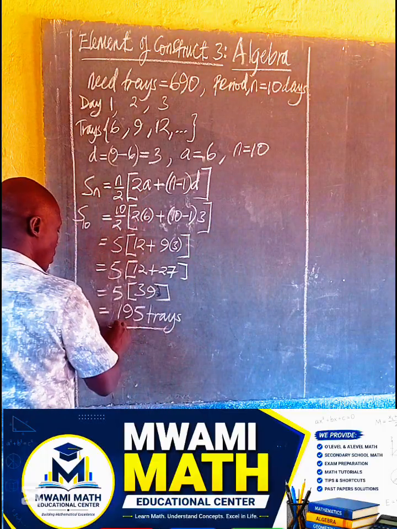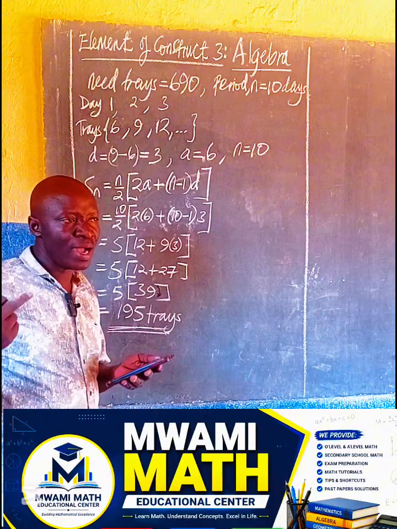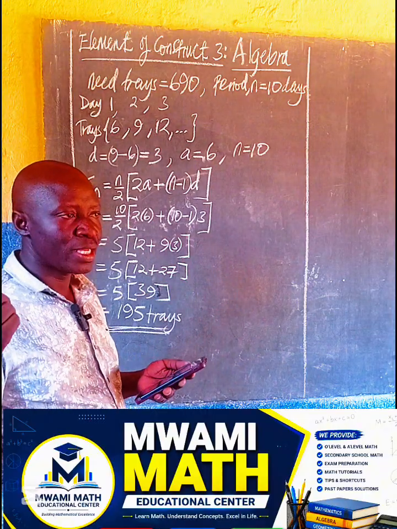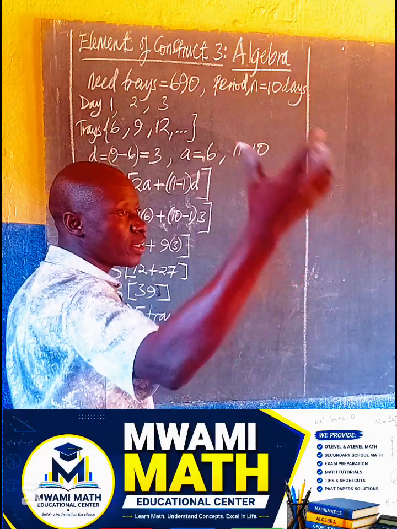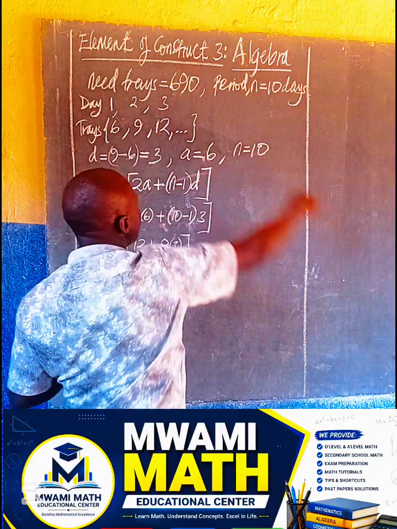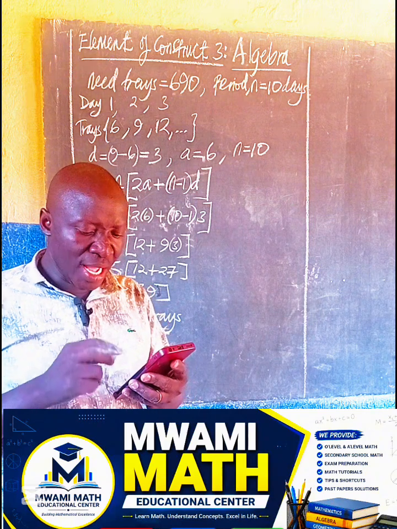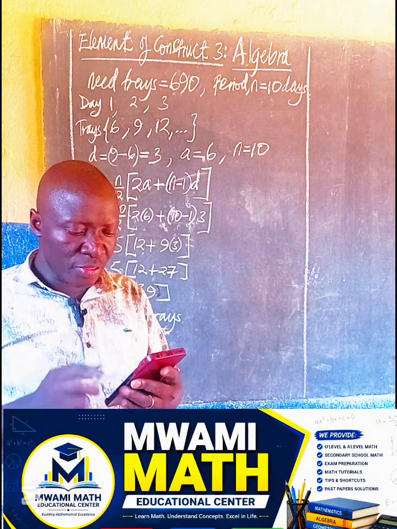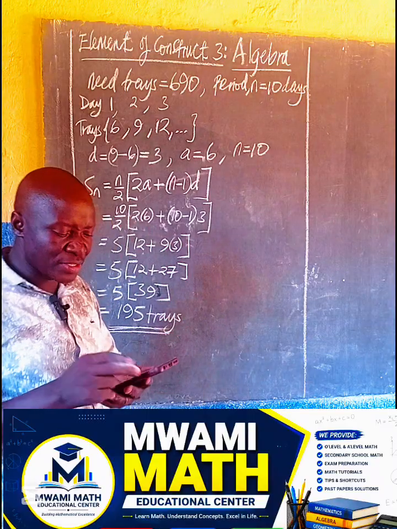So Sn, or the sum of 10 items, will be 195. But remember, the contract or the customer needs 690 trays. So back to our scenario, they were asking whether this will satisfy the customer.